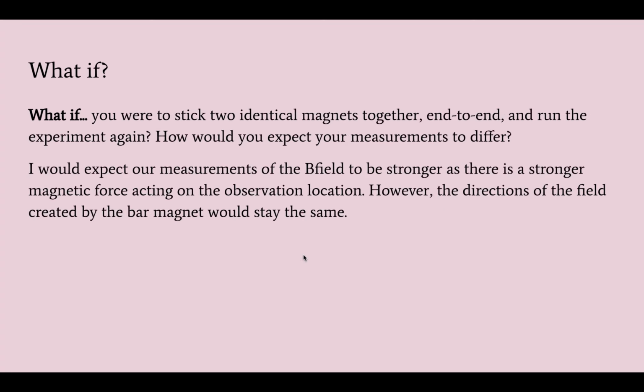If you were to stick 2 identical magnets together, how would you expect the measurements to differ? I would expect the measurements of the B field to be stronger as there's a stronger magnetic force acting on the observation location. However, the directions of the field created by the bar magnet would stay the same.